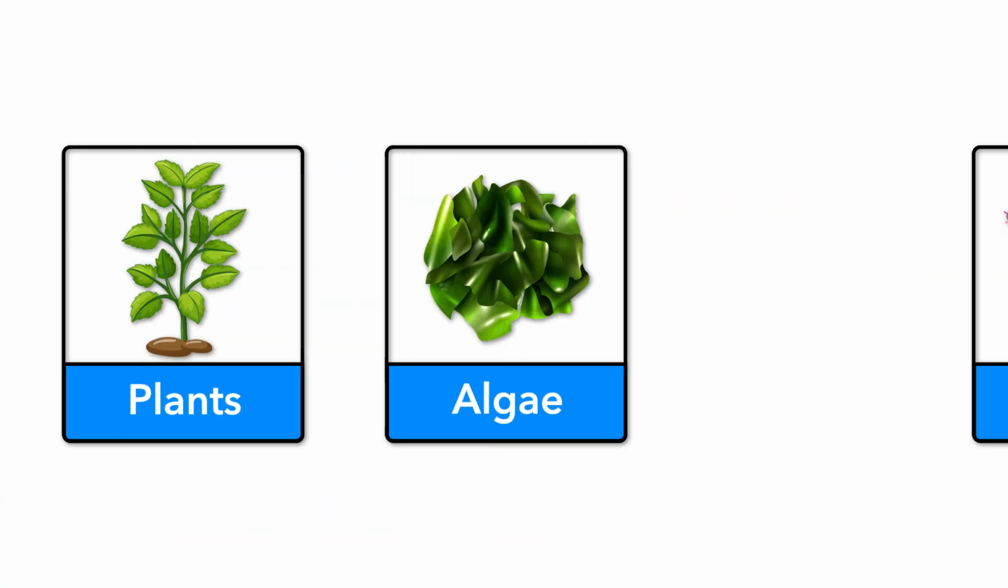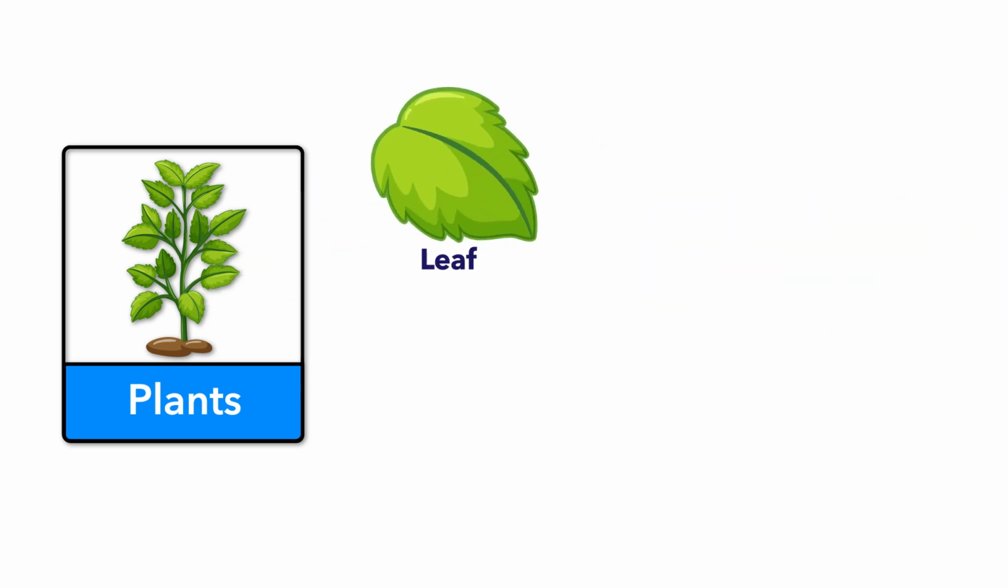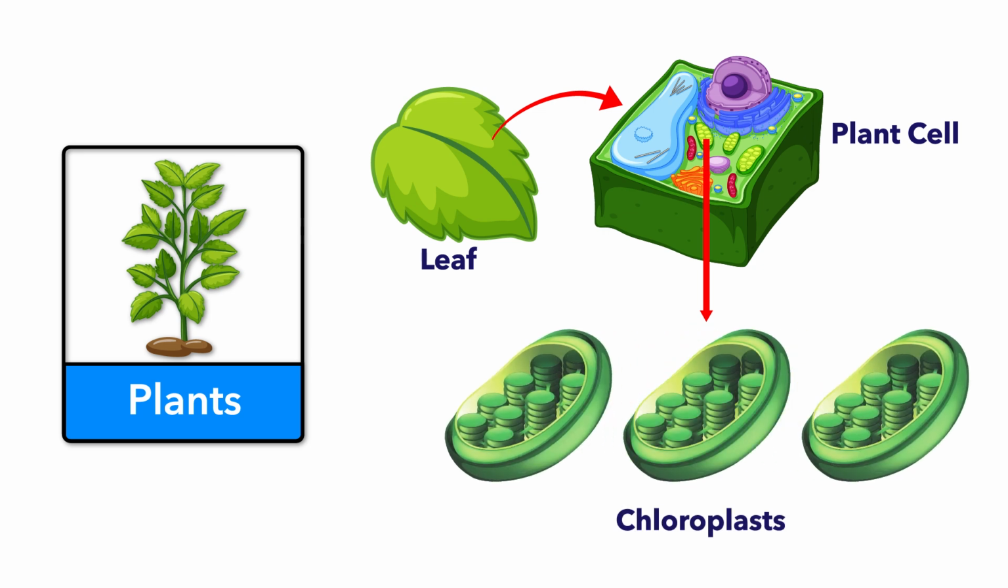Plants, algae, and some bacteria use photosynthesis to convert sunlight into chemical energy. This process occurs in structures called chloroplasts.